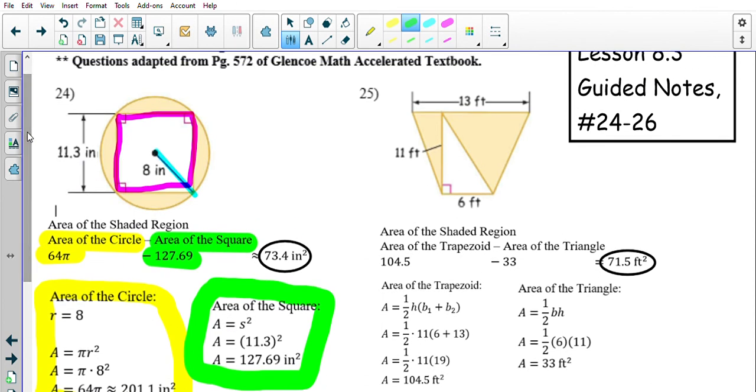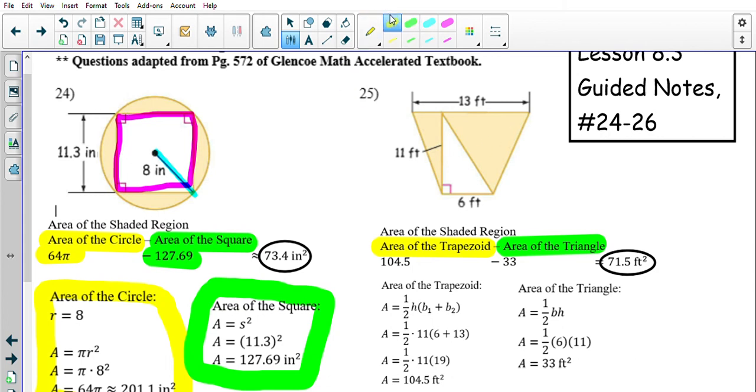All right, so number 25, to find the area of the shaded region, take the area of the entire figure. The entire figure is a trapezoid. Subtract off the area of the triangle. What that will do is give you these two shaded regions. Imagine you cut this triangle out, you're going to be left with the shaded regions.